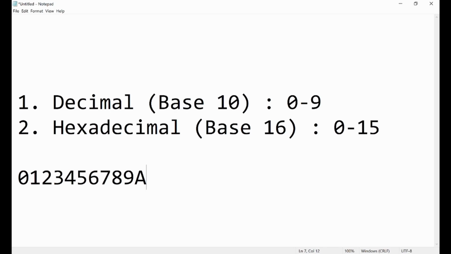What is the symbol for 11? It will be B. 12, C. 13, D. 14, 15, 16.